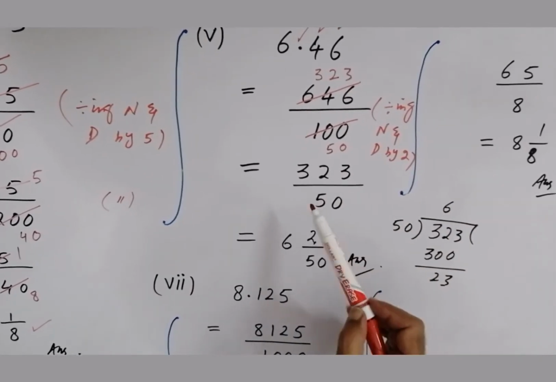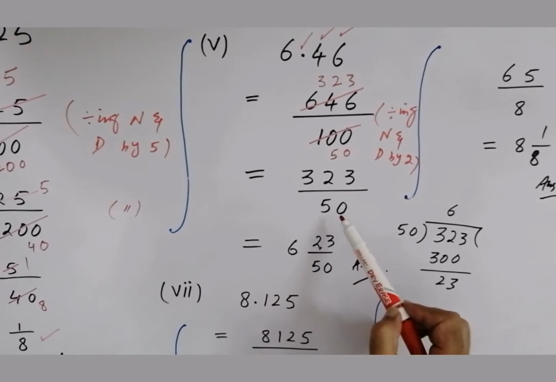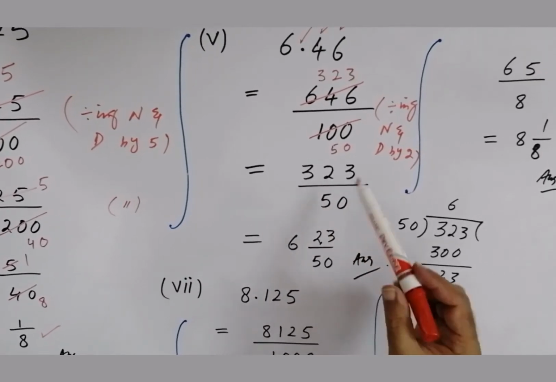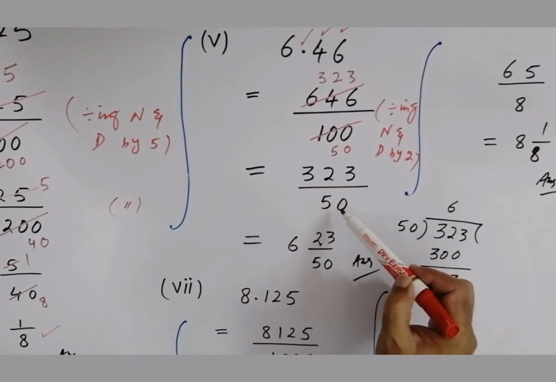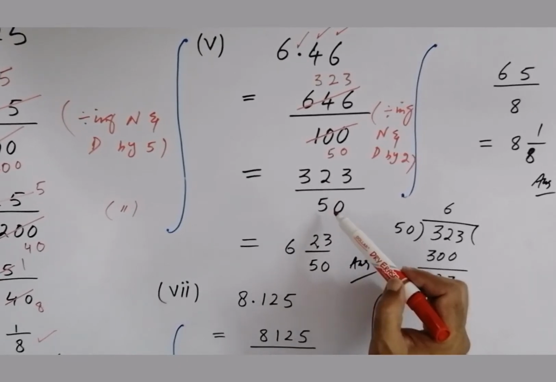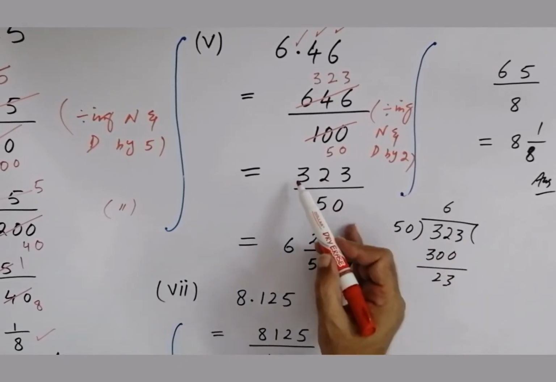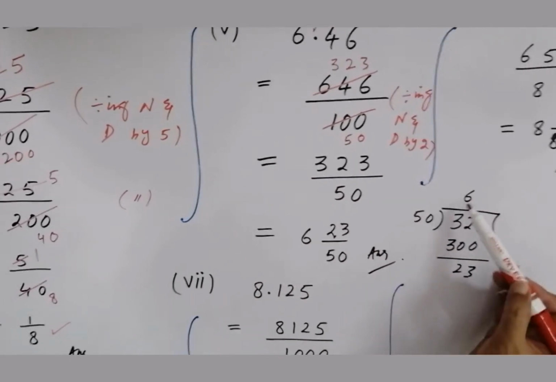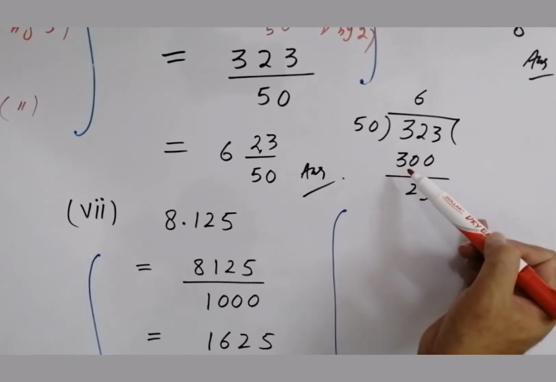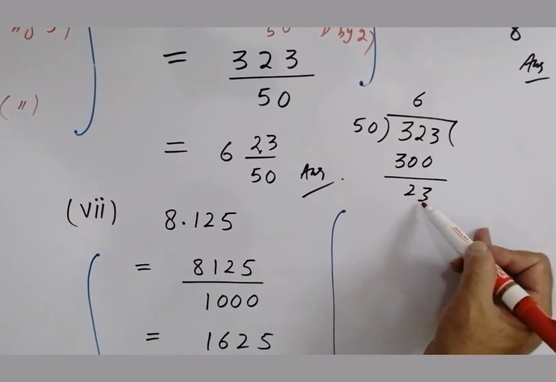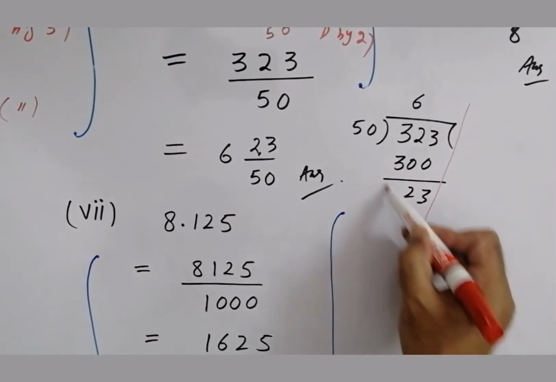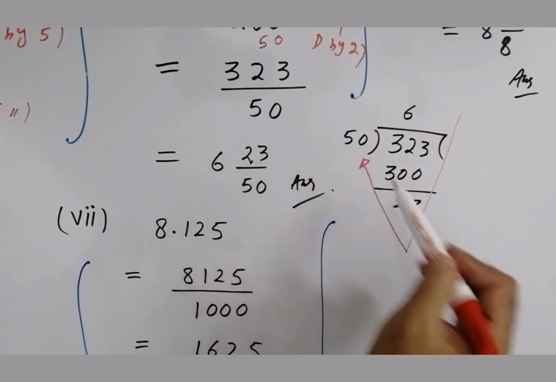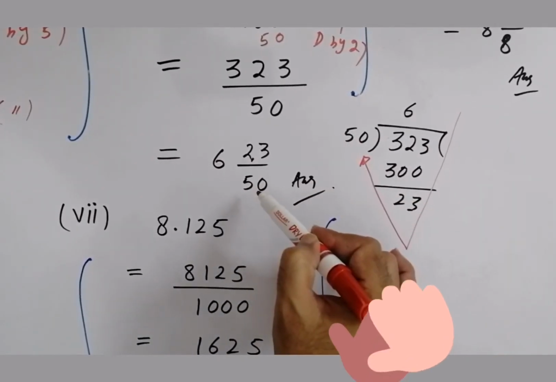Next, we cannot divide these two numbers by a common number, so it is an improper fraction. The numerator is greater than the denominator, so we need to divide by actual division, just like this. 323 divided by 50, multiplying by 6, 6 zeros are 0, 6 fives are 30, so we will be left with 23. Then write this as a mixed number. So 6 whole 23 over 50 is our required rational number.